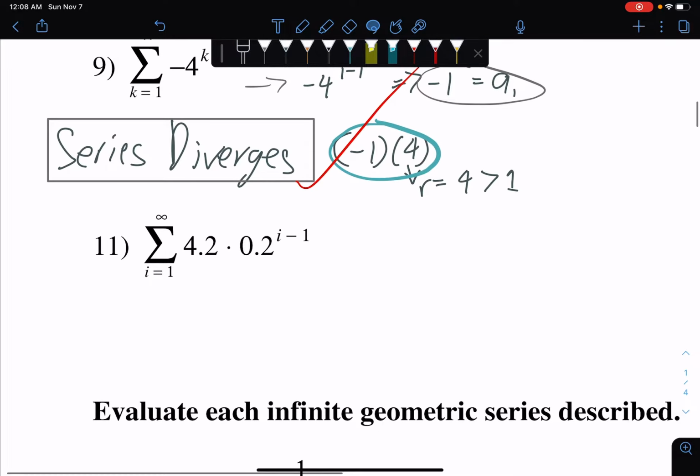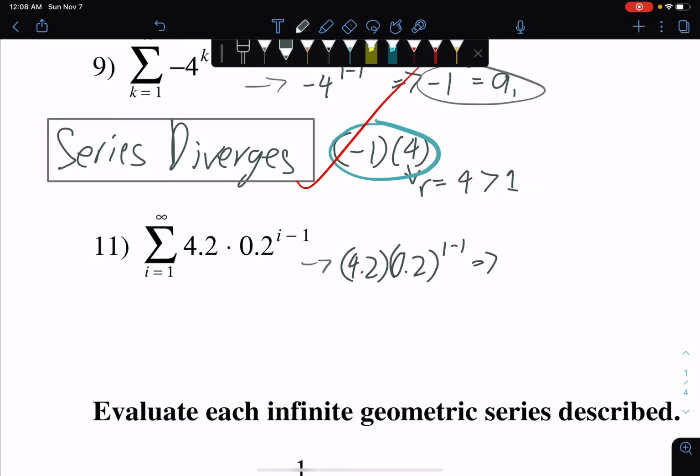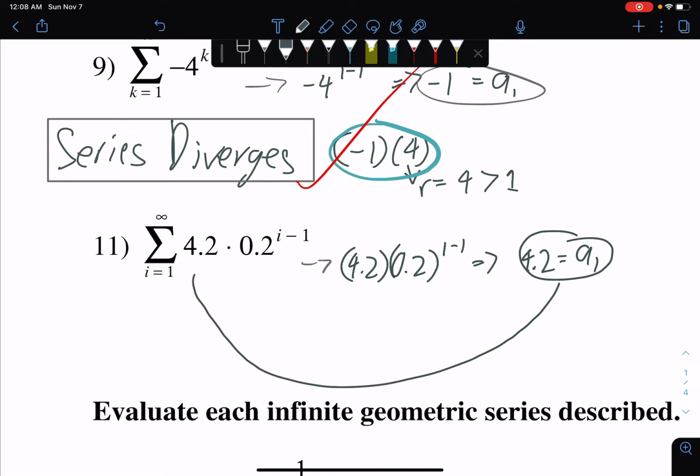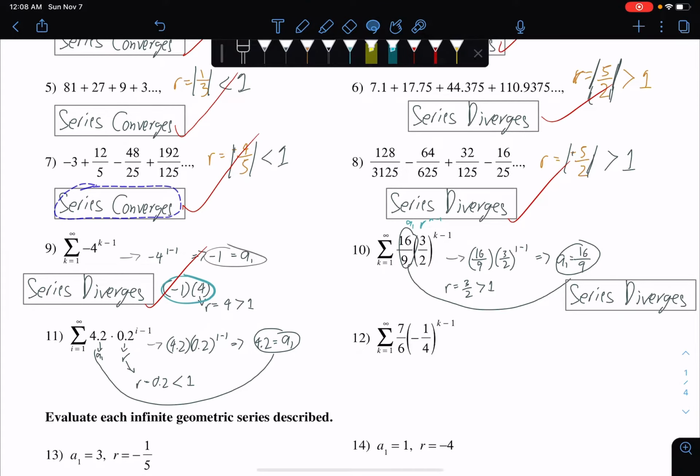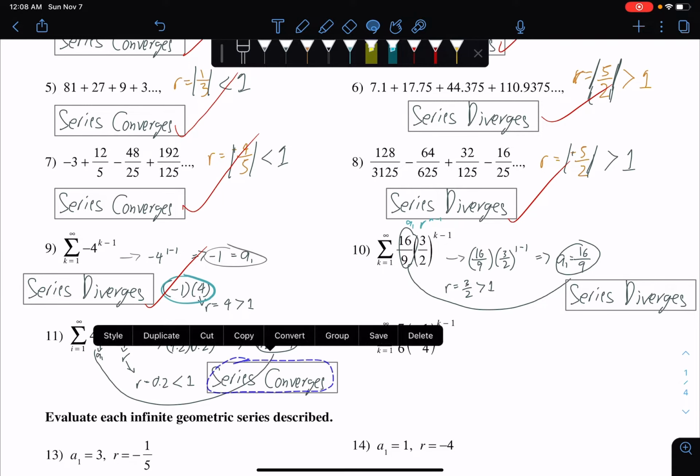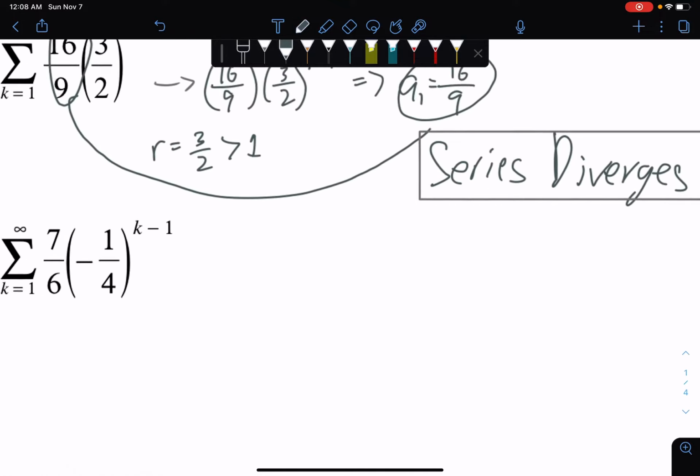Let's move to number 11. 4.2 times 0.2 raised to 1 minus 1. Our answer for that is 4.2. That is our a sub 1. Technically, even if we don't solve it with this, you could already see visually that this is a sub 1 and this one is r. Therefore, r is equivalent to 0.2, which is less than 1. Therefore, the series converges. There you go.